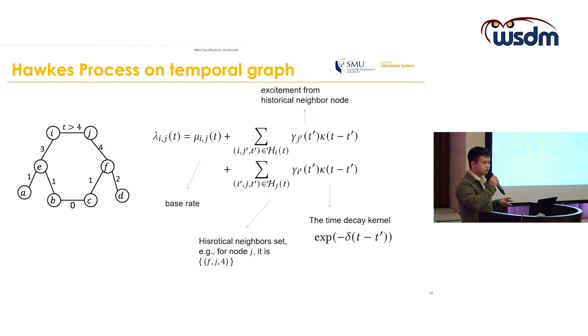In the context of a temporal graph, the Hawkes process is able to model the link formation process. Specifically, whether nodes i and j form a link at time t can be quantified by the conditional intensity of the event as follows. Here, nu ijt is a base rate determined by the two target nodes i and j. And here H_jt is the historical neighbor set for node j. For example, in this toy graph, it is F, J, 4. And gamma is the excitement from historical neighbor nodes. Kappa is a time decay kernel in the form of an exponential function. And here note that sigma is a learnable scalar which controls the decay rate.